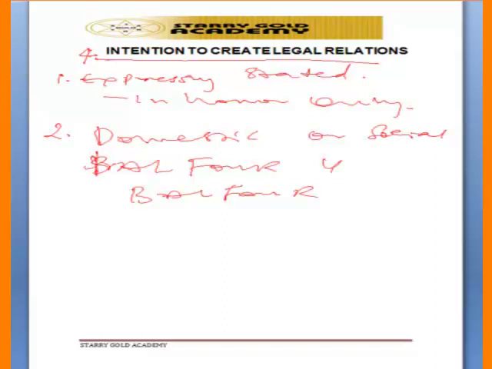In the case of Balfour versus Balfour, a Briton employed in Ceylon was there with his wife. He returned home on leave, and the wife was not able to go back with him. He promised to give her an allowance of £30 monthly until she joined him. He failed to make the payment, and the wife sued. The court held that there was no contract between the husband and the wife because it was a domestic agreement.